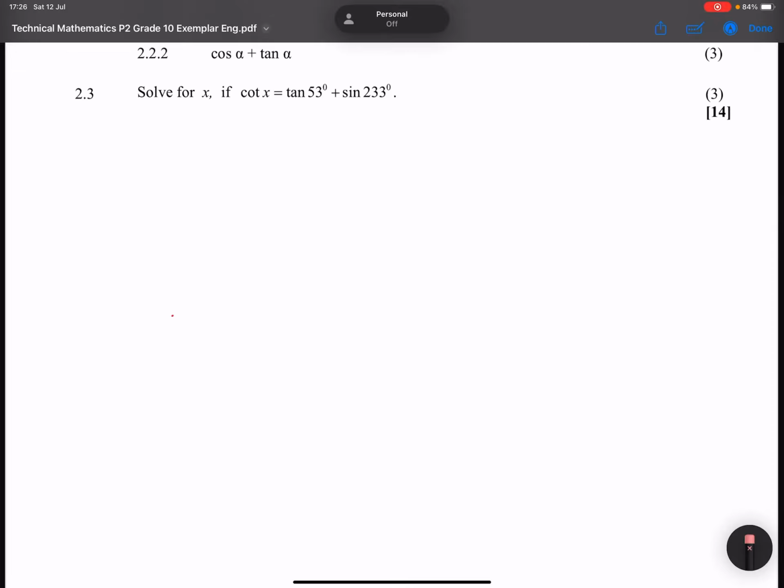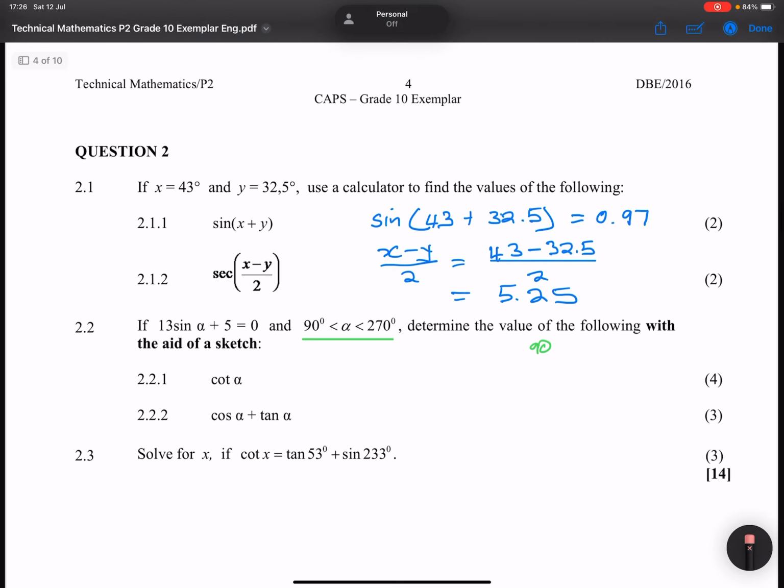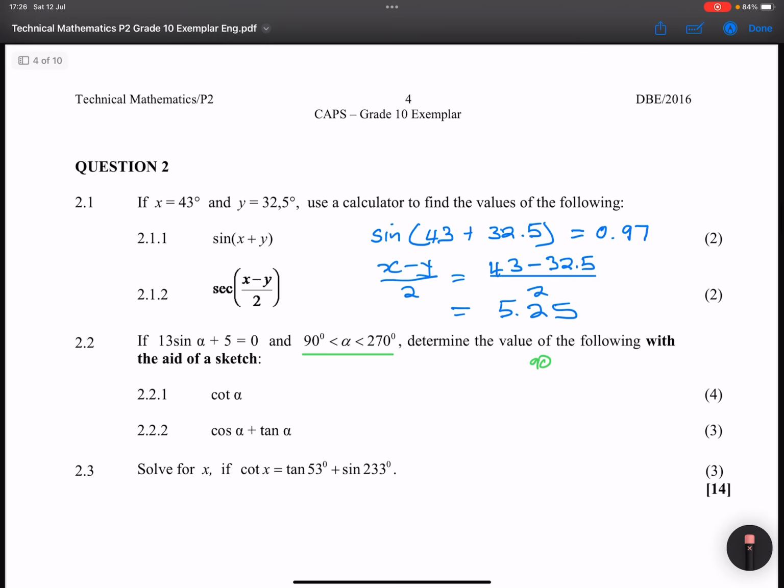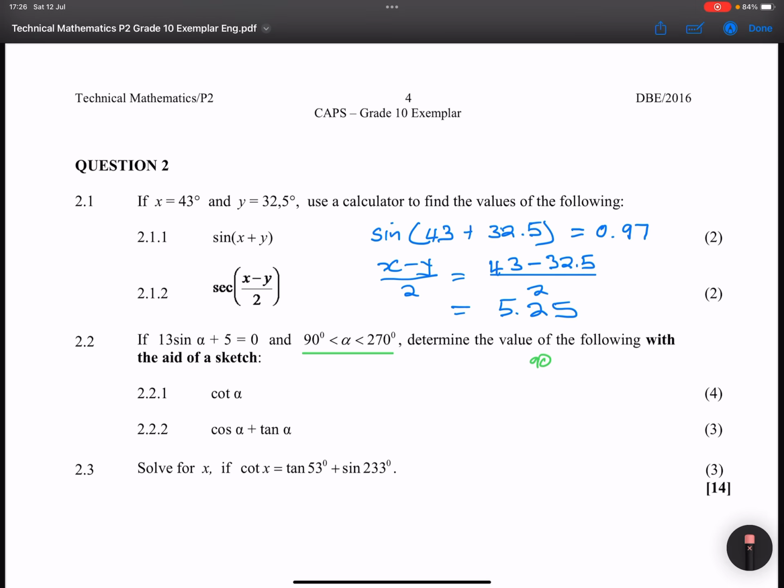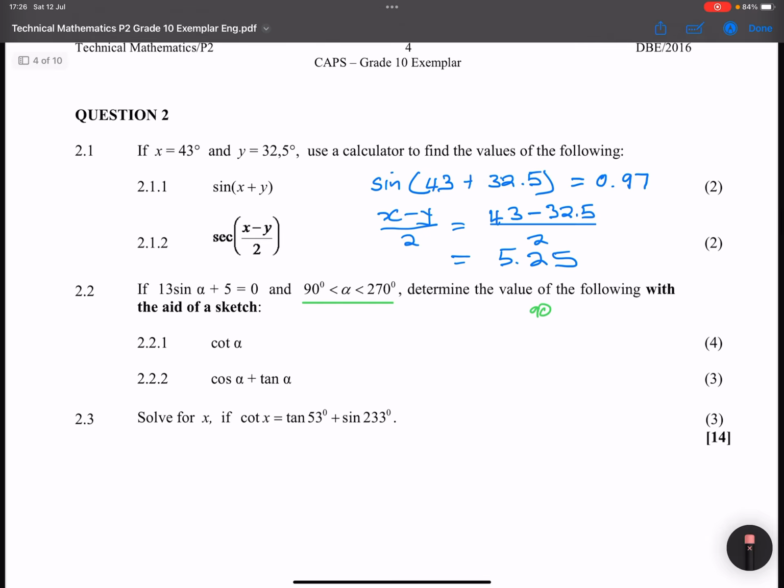Hey everybody, we are still continuing once again on that question paper. We've been busy with the exemplar for grade 10 for technical maths, right?